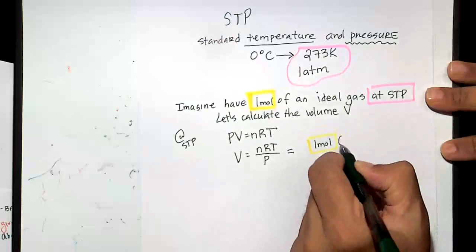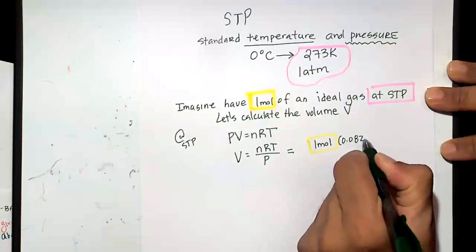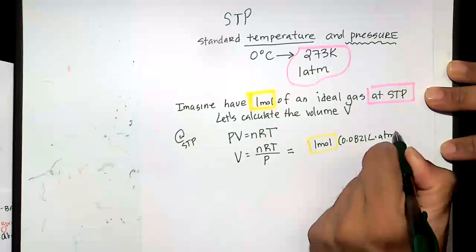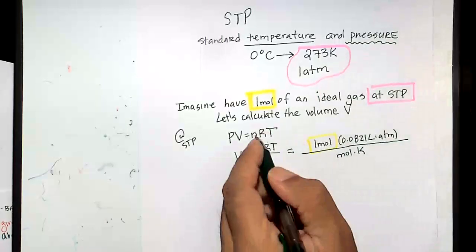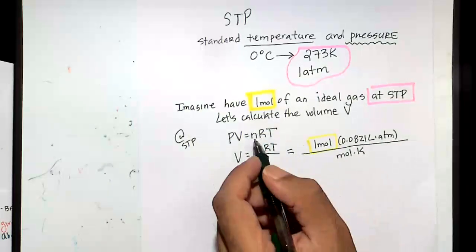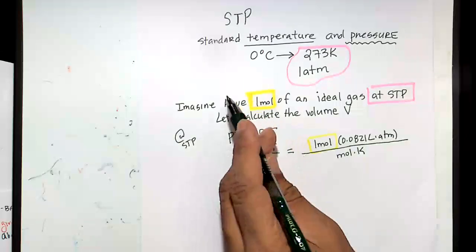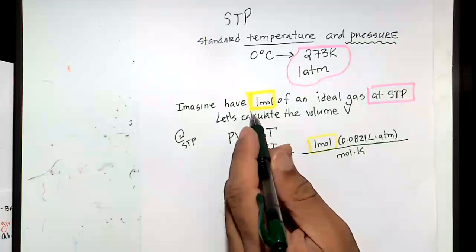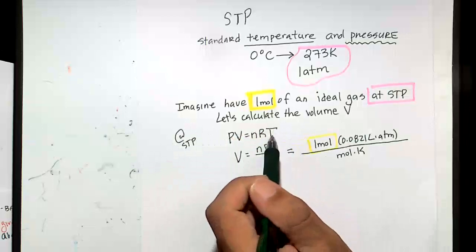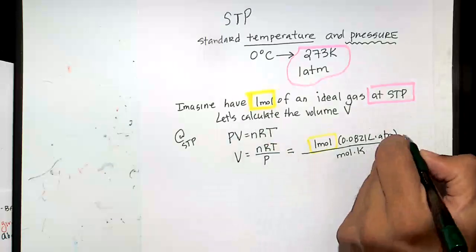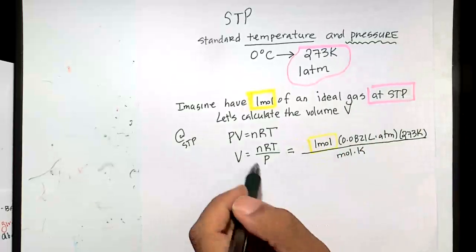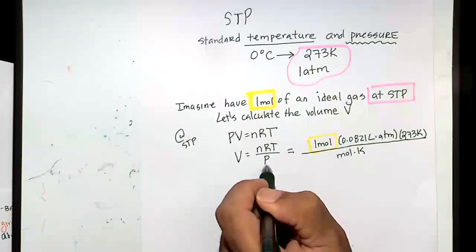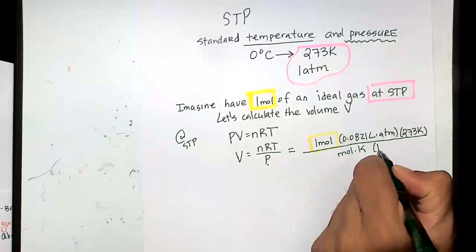Okay, R is, I'll give it to you, 0.0821 liters times atmosphere divided by mole Kelvin. That's R, so that's a constant. Imagine you have 1 mole. What is T here at STP? Something you guys should know. It'll be 273 Kelvin. And what is pressure P at STP? 1.